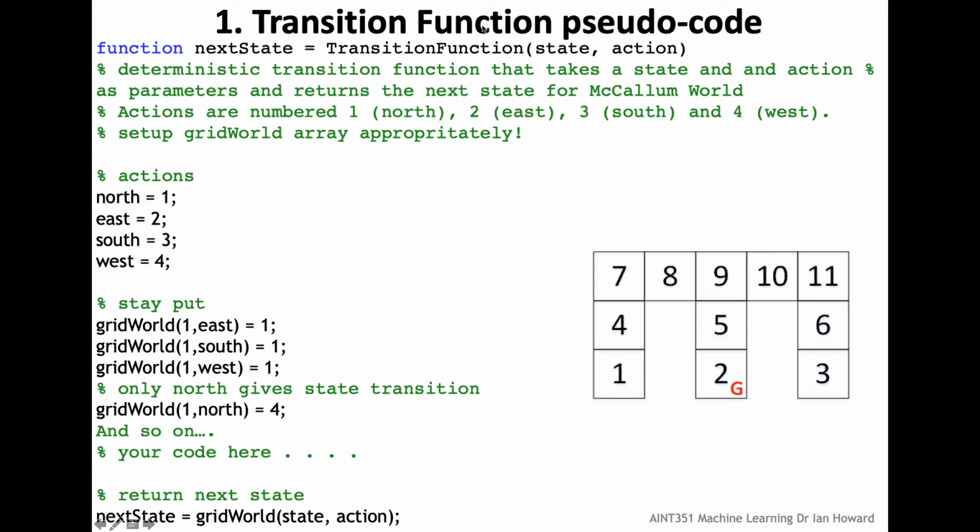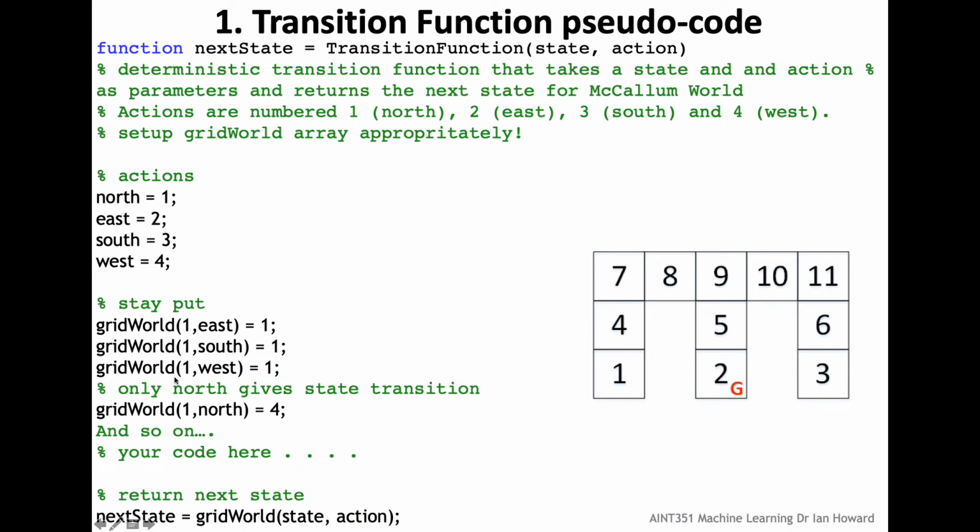You build a transition function which takes a state, the state you're in, and the action you're going to perform, and then it returns the state you end up in. And like I said, this is deterministic in this particular instance. We've defined here actions, so you can actually write them down as north, east, south, west, so you don't have to remember 1, 2, 3, 4.